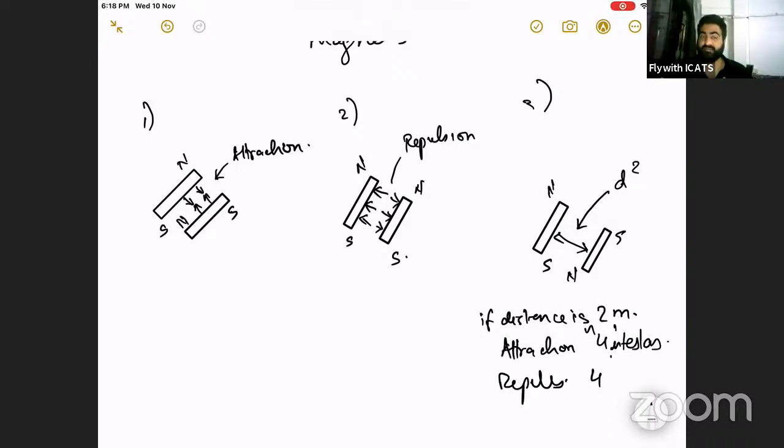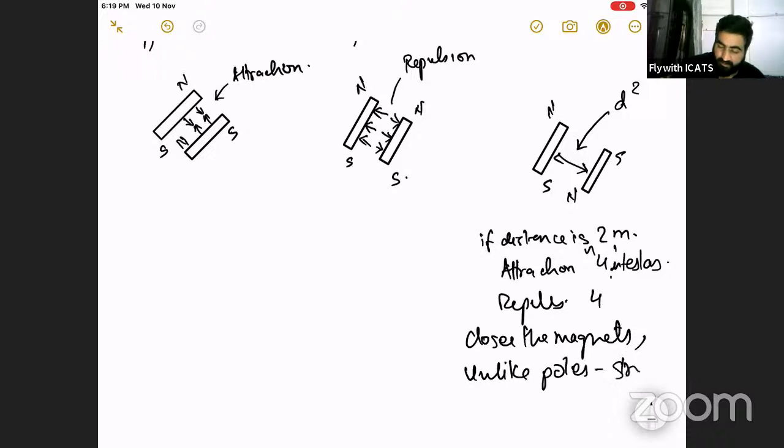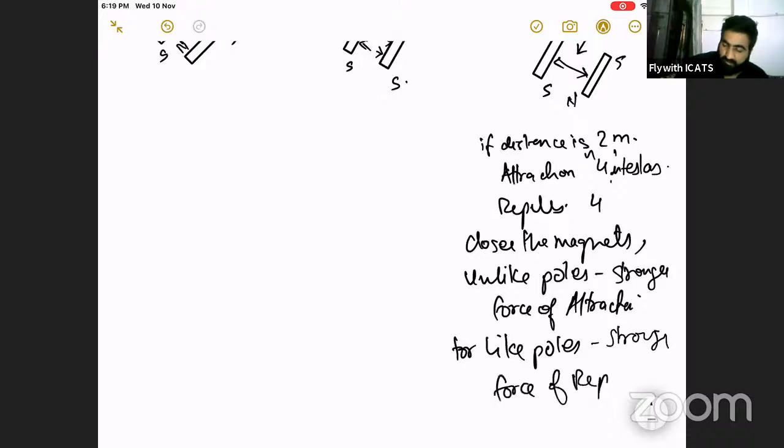Remember, the closer the magnets are, for unlike poles, stronger force of attraction. For like poles, stronger force of repulsion. Makes sense so far, everyone?